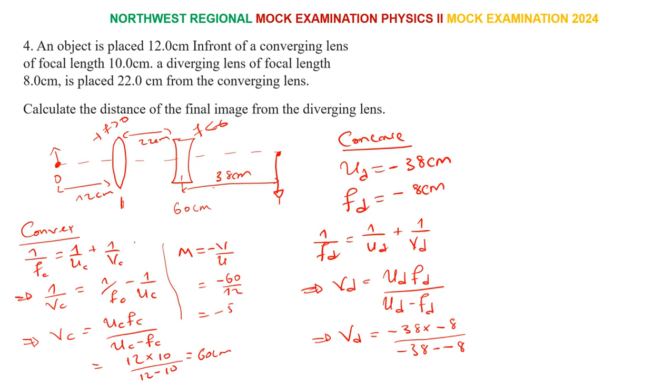It gives -10.13333, so 0.13 bar, 0.133. We use 2 dp, centimeters. So this is the final image with respect to the diverging lens. The image will be formed somewhere around this position, and we can verify if it's going to be bigger or smaller than this.